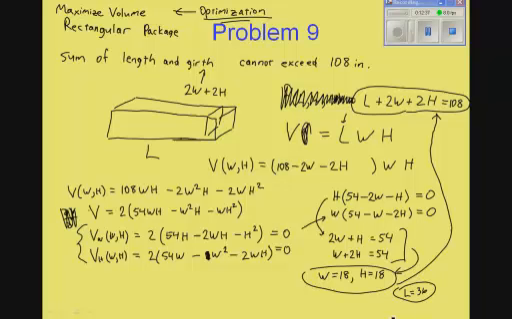No, we don't know it's a maximum. How do we figure out if we have a maximum or a minimum? So we'd have to take the second derivative, right? Of course, if you notice, when you take the second derivative, if I take, for example, V_WH, I get negative 2W. And that's going to be the same as V_HW. Okay? And I can also do V_WW.